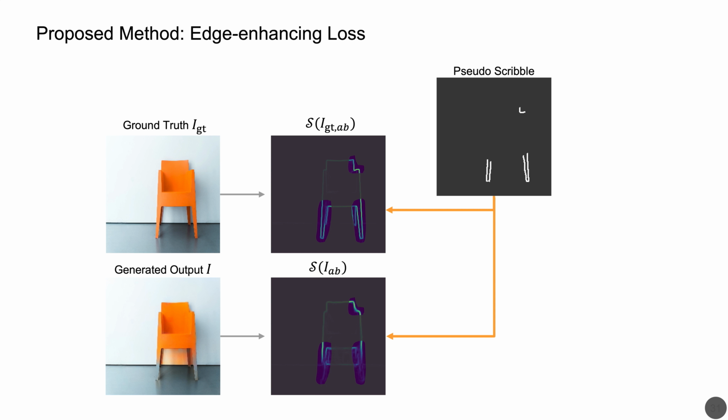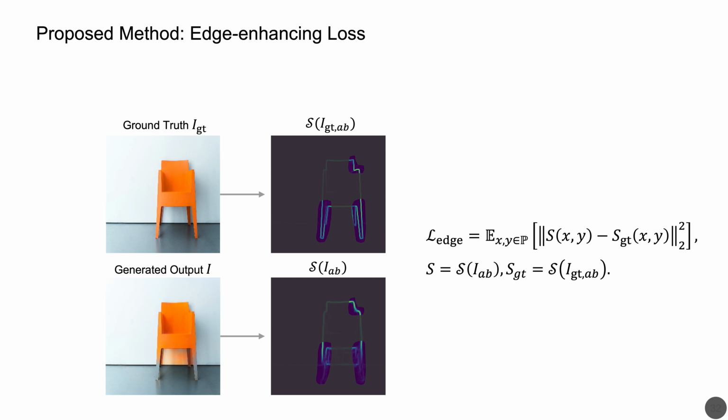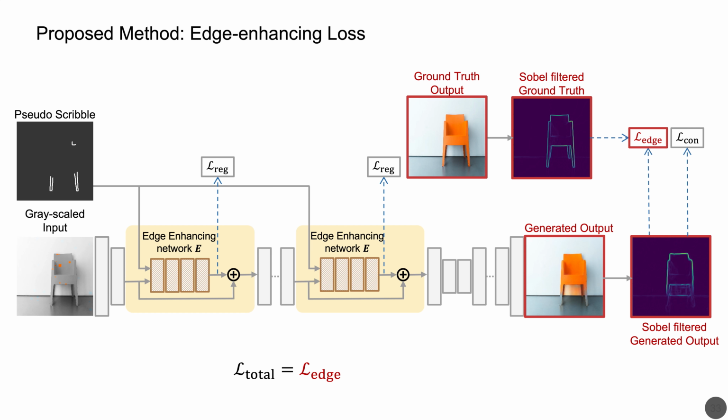To encourage our network to focus on improving the target edges annotated by the given scribbles, we leverage the pseudo-scribble as the mask. Therefore, in the selected region, we minimize the difference of edges between the two images, leading the generated image to have sharp and clear edges as much as that of the ground truth. Such loss function is formulated as the edge enhancing loss described in the slide. The edge enhancing loss is calculated and added to the total loss to train our edge enhancing network.